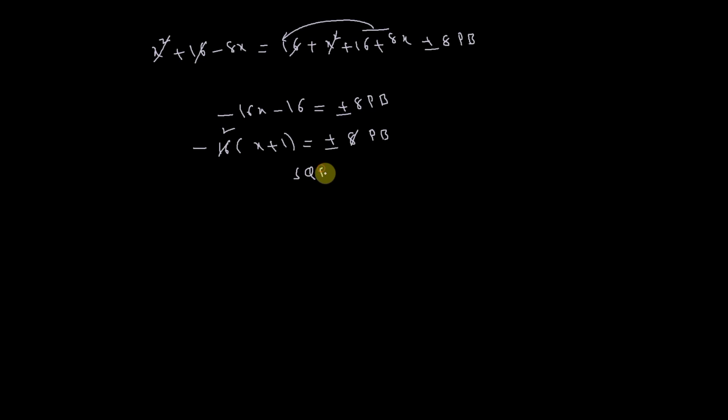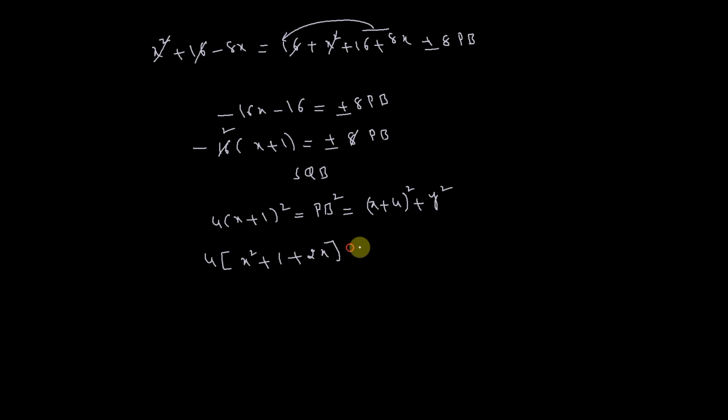Again squaring both sides here. 4 into (x plus 1) whole square is equal to, I get plus or minus whole square means plus, I will get. This is PB square. Again PB square means I can write (x plus 4) whole square plus (y minus 0) whole square means y square. Further on expansion, this is 4 into (x square plus 1 plus 2x). This is equal to x square plus 16 plus 8x plus y square.